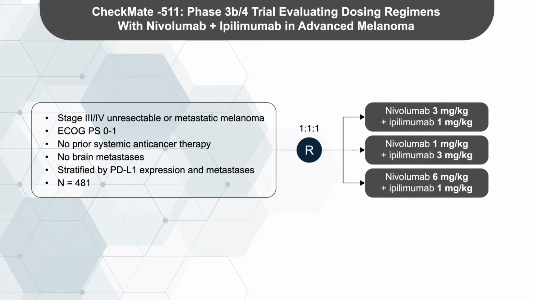Checkmate 511 was a phase 3b/4 trial that evaluated 2 dosing regimens of Ipilimumab and Nivolumab for patients with advanced melanoma. Patients were stratified by program death ligand 1, or PD-L1, expression status and M stage, and randomly assigned to receive either Nivolumab 3 milligrams per kilogram plus Ipilimumab 1 milligram per kilogram, so-called Nivo3 plus Ipi1, or Nivolumab 1 milligram per kilogram plus Ipilimumab 3 milligrams per kilogram, termed Nivo1 Ipi3. Of note, this study excluded patients with active brain metastases.